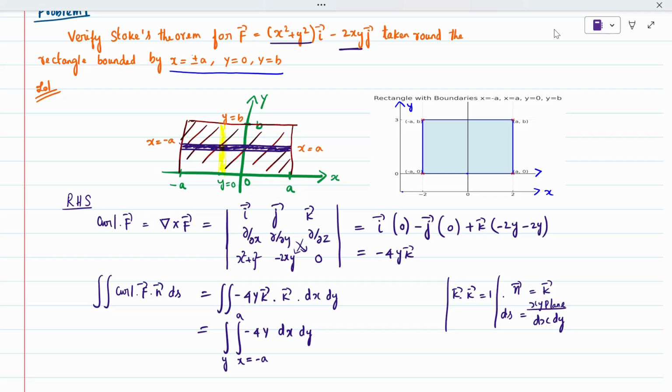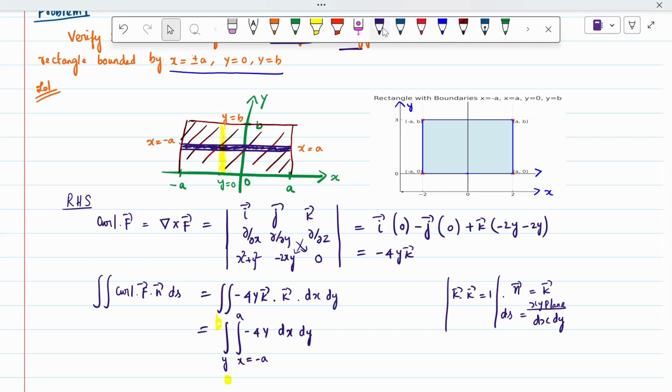Okay. This is our vertical strip. From 0 to B. The limit is from 0 to B. Okay, 0 to B, Y limit. So integrate it, you get your answer. So that is for the right hand side. I'll integrate it.